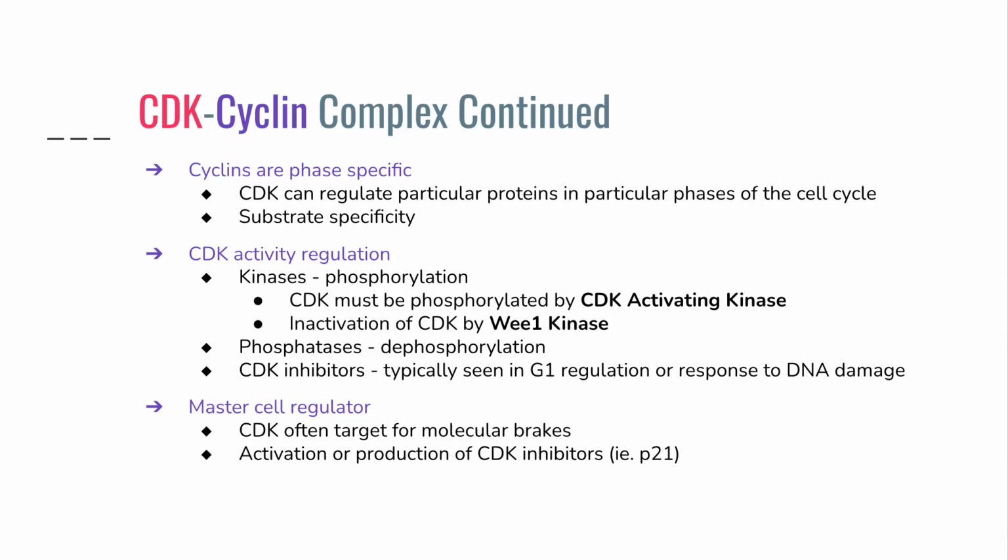And CDK inhibitors are typically seen in G1 regulation or response to DNA damage. So again, an example of a CDK inhibitor that would be present in response to DNA damage is P21. Again, it's a target for molecular brakes, stopping the cell cycle if need be. And I mentioned P21.